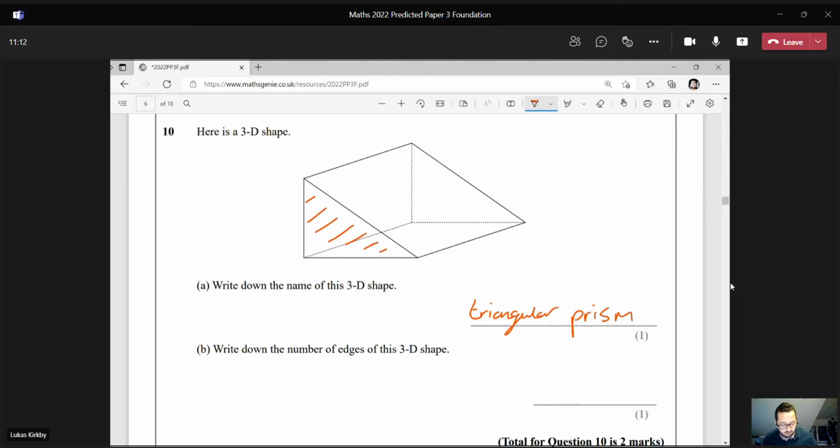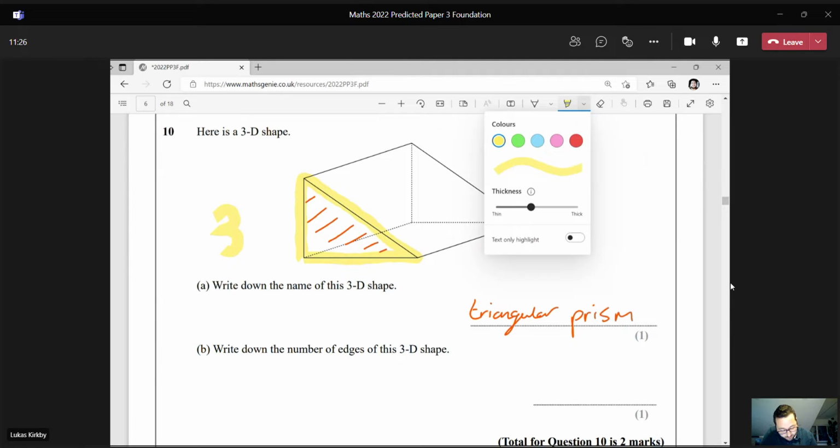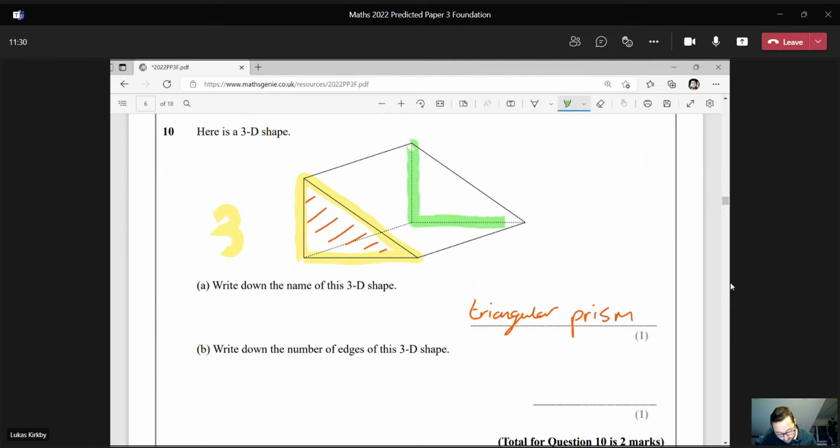Well, let's just use a highlighter to have a think about this. So the edges are all the kind of lines. So there's 1, 2, 3 to make up that triangle. So I write 3 in my highlighter there. Let's pick another colour. We've also got the same at the back. We've got 1, 2, 3. So we've got 3 there.